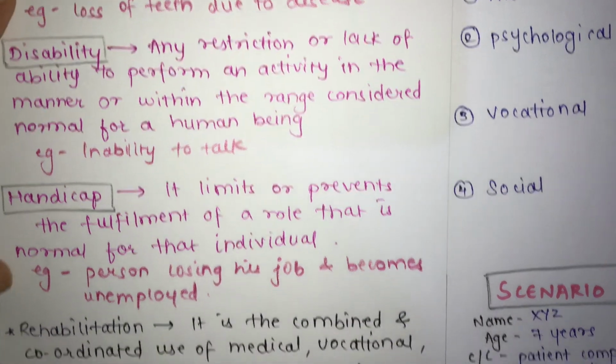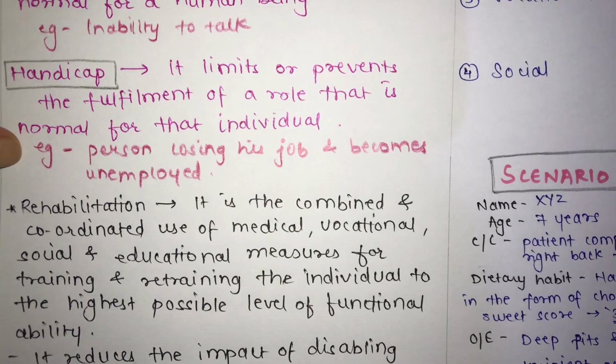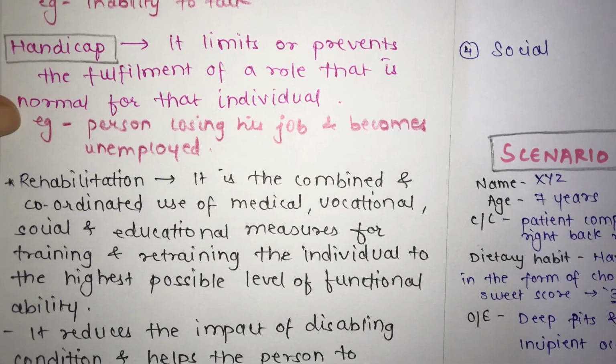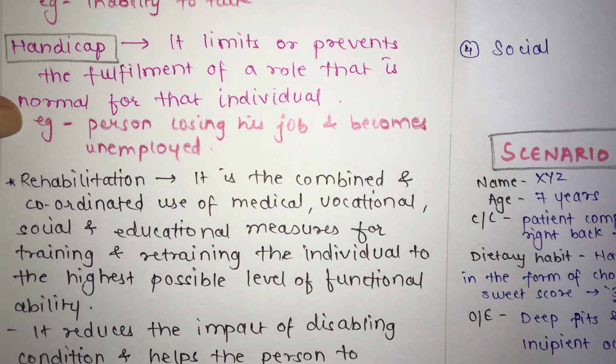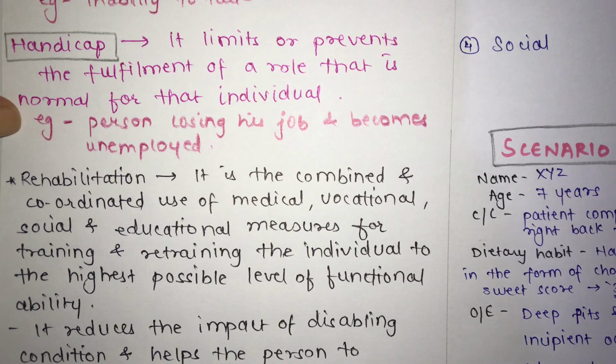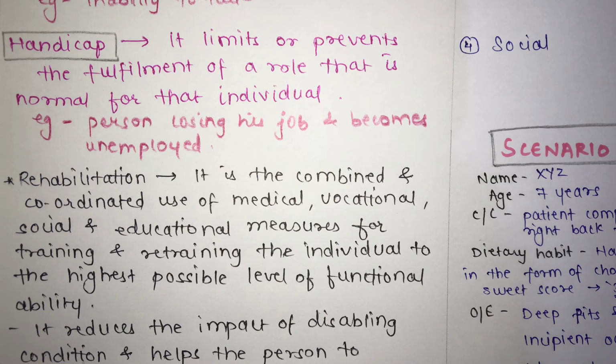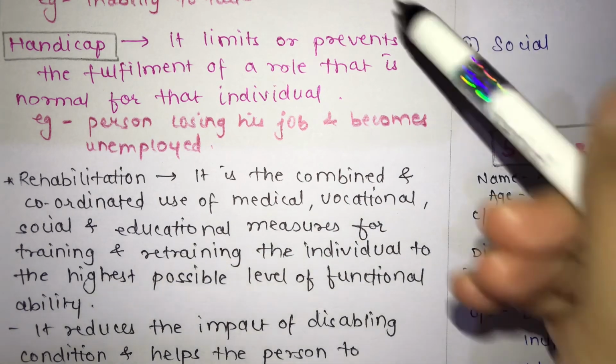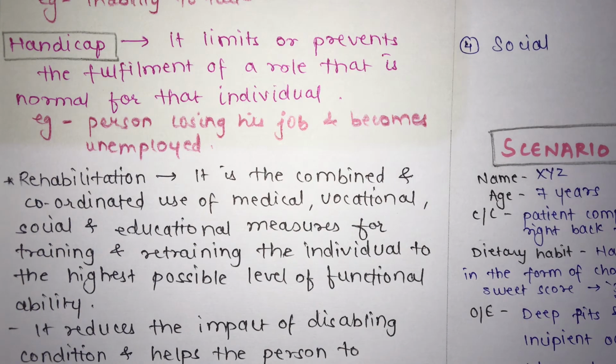So what is rehabilitation? Rehabilitation is the second intervention of the tertiary level. It is a combined and coordinated use of medical, vocational, social and educational measures for training and retraining the individual to the highest possible level of functional ability. Now the patient is disabled, he has lost his teeth, so we rehabilitate him with the help of prosthesis. That is nothing but rehabilitation.